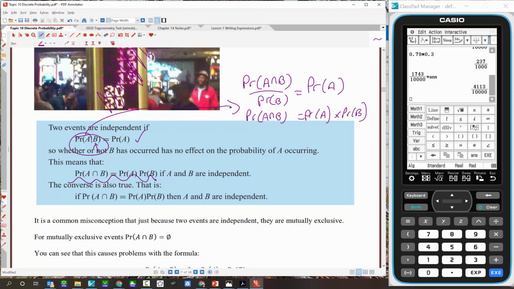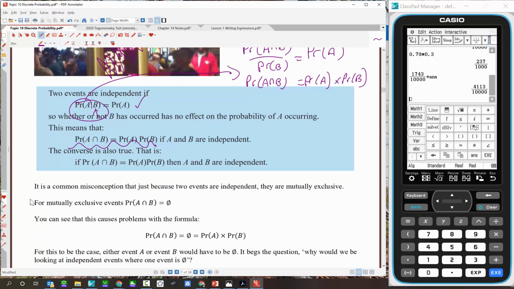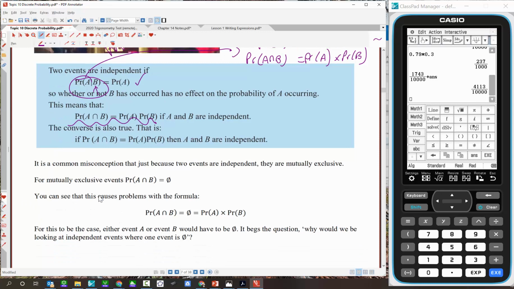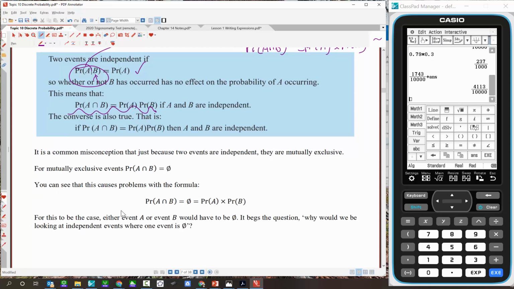A common misconception is that just because two events are independent, they're mutually exclusive, but actually that's not the case. For mutually exclusive events, the intersection is 0. When this is the case, you can see how it might cause problems, because the null set would have to equal the probability of A times the probability of B. So for this to be the case, either event A or B would have to be the null set. All right, and why would we be looking at independent events where one event is the null set, i.e. it's got nothing in it? So basically, to hark back on what I was alluding to earlier, independence and mutual exclusivity are not one and the same thing. They're completely different, okay?